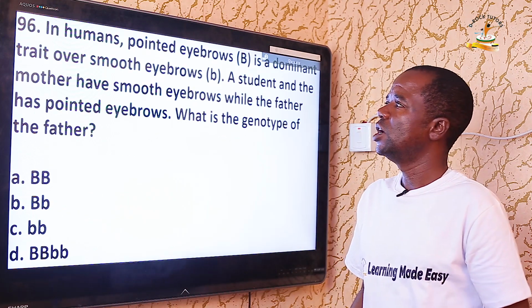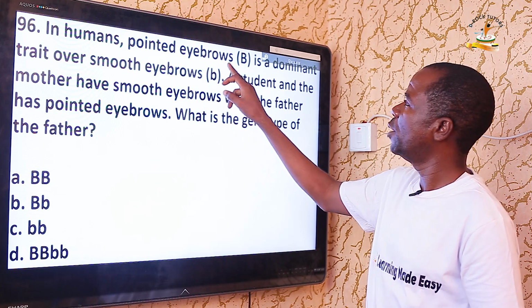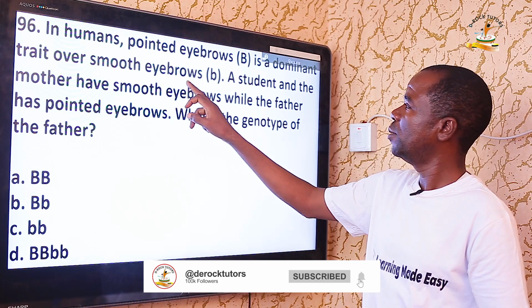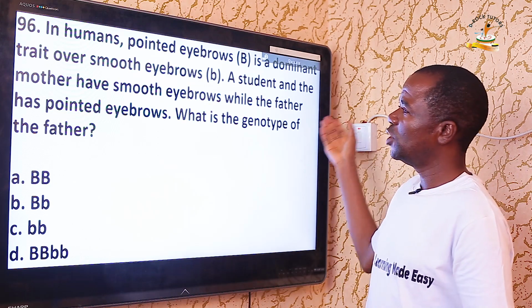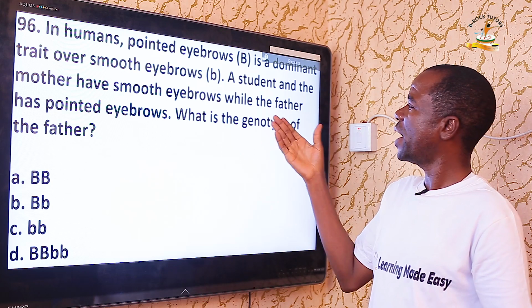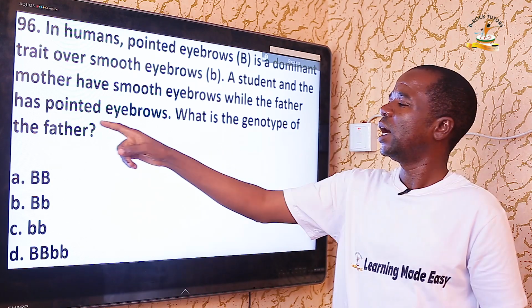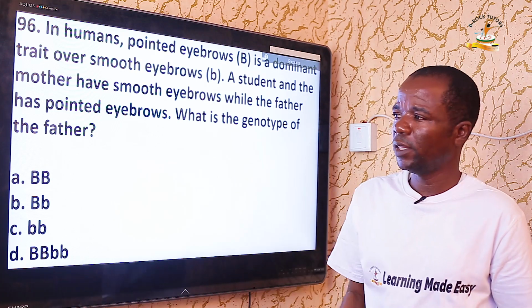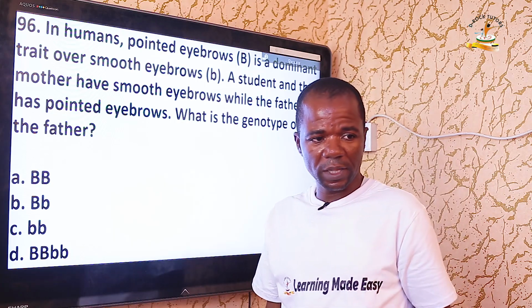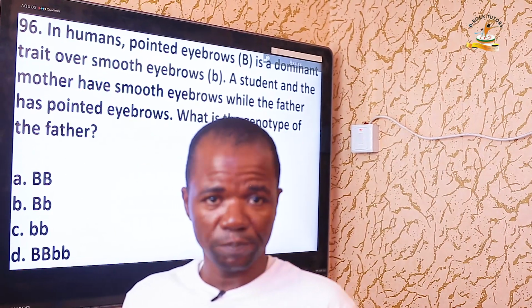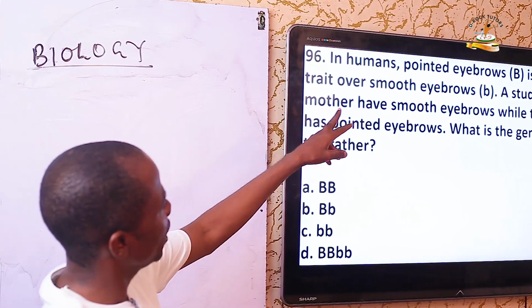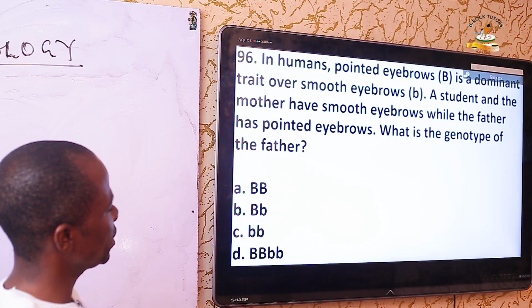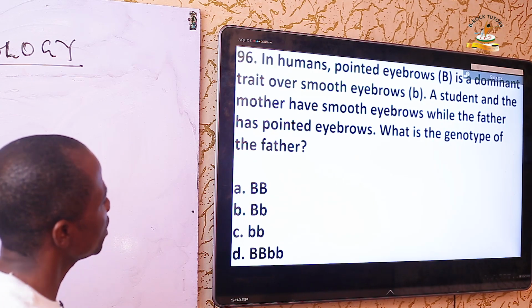Number 96. In humans, pointed eyebrows, that's capital letter B, is a dominant trait over smooth eyebrow, that's small letter b. A student and the mother have smooth eyebrows, while the father has pointed eyebrow. What is the genotype of the father? Let's take a look at the board and find out how we can get this. We are told that the eyebrow in humans, pointed eyebrow B, is a dominant trait over smooth eyebrow, small letter b. A student and the mother have smooth eyebrows.